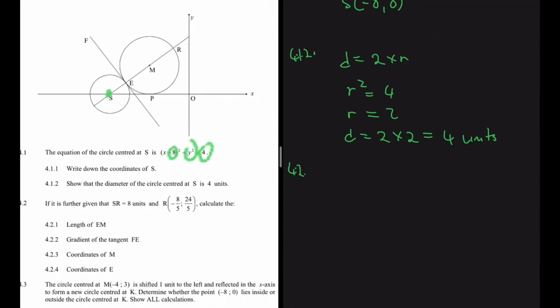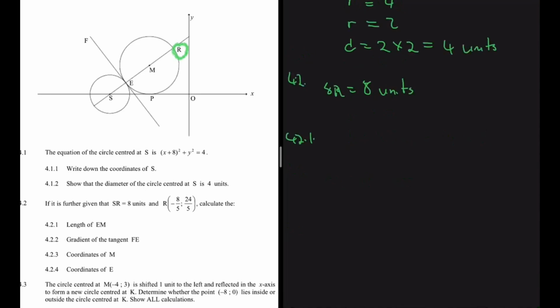4.2 says that if it is further given that SR is equal to 8 units, right? So SR is equal to 8 units. Problem solving 101: you have to write down the given information, right? And then R has coordinates minus 8 divided by 5 and 24 divided by 5. Yes, R here. And then 4.2.1 says, let's find the length of EM. So let's denote EM on our sketch. So here's EM, the radius of our big circle, right?